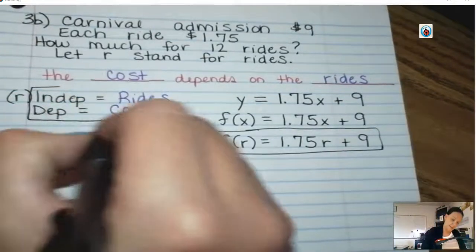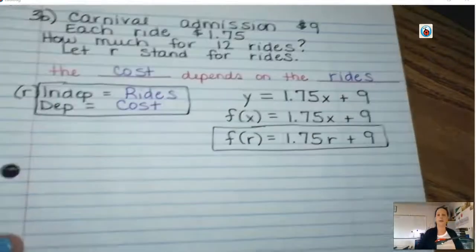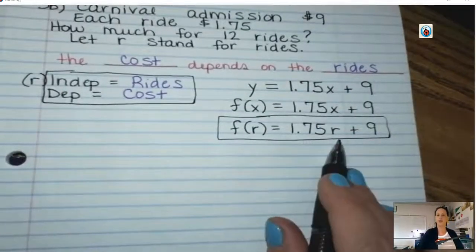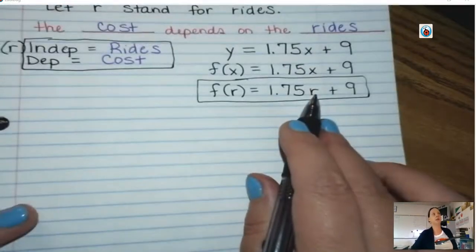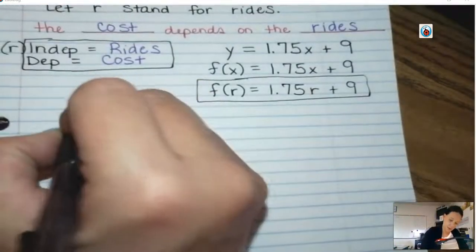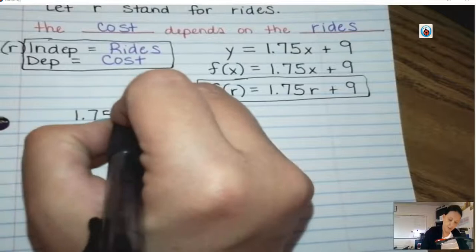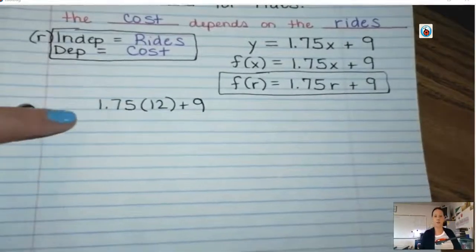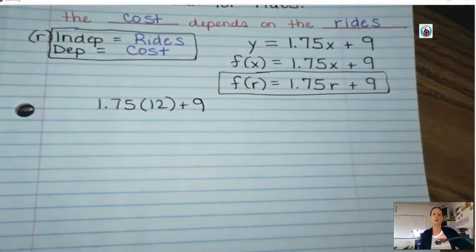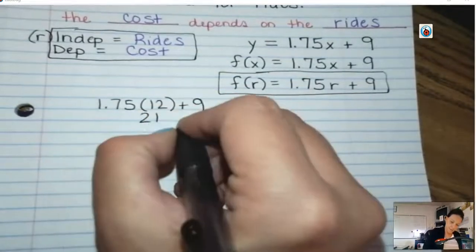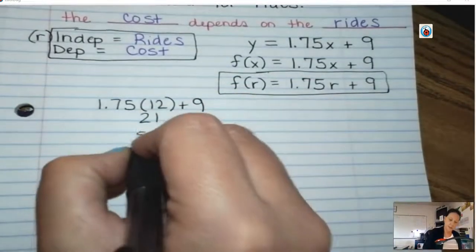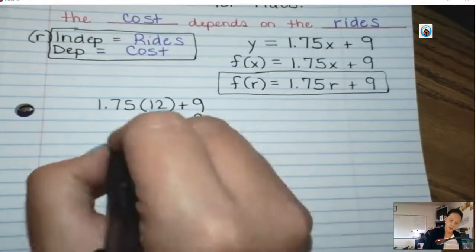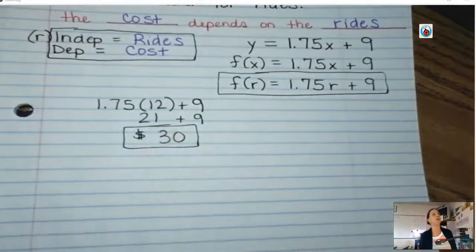And then lastly, how much does it cost to go on 12 rides? So you're going to take your equation and plug in 12 for r. So $1.75 times 12, and then don't forget to add in the $9 that it costs to enter the carnival. So $1.75 times 12 is 21, plus the $9. It's going to be $30 to go to the carnival plus go on 12 rides.